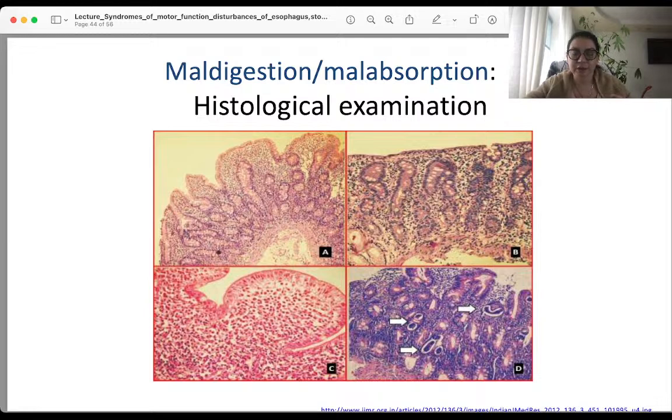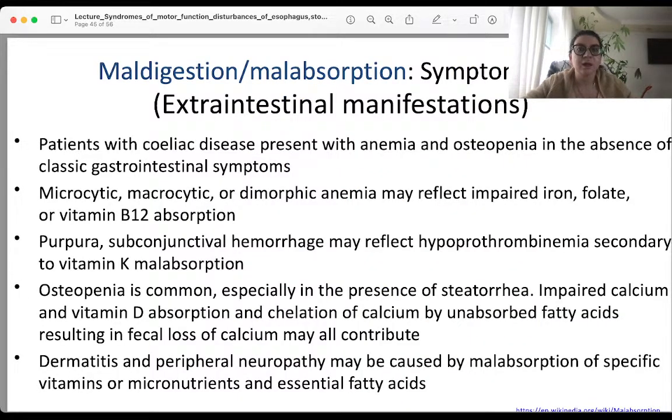And on histological examination, we can see different features, different presentations of maldigestion and malabsorption according to the cause. It can be a different microscopic picture, and the main variants you see on the picture. And there can be extra-intestinal manifestations, non-GI symptoms. Patients with celiac disease present with anemia and osteopenia in the absence of classic GI symptoms.